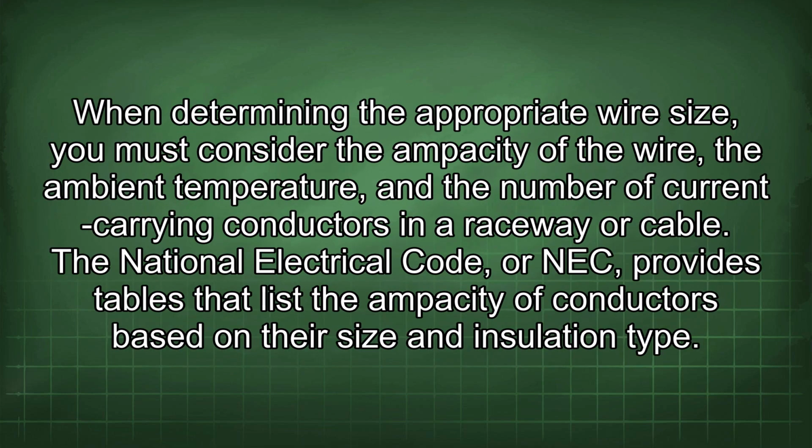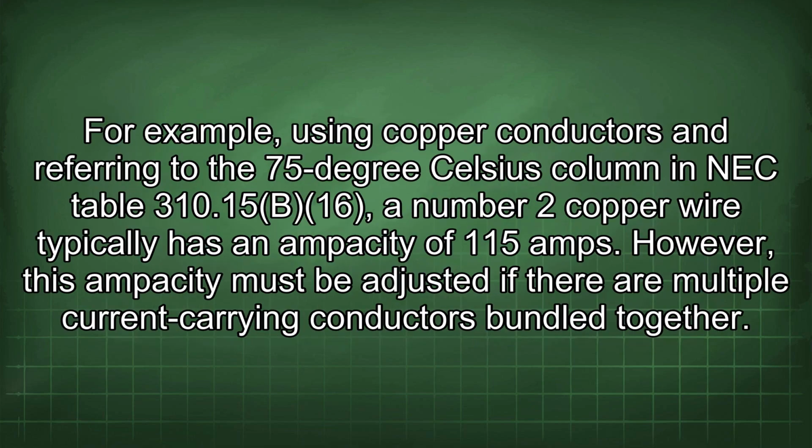When determining the appropriate wire size, you must consider the ampacity of the wire, the ambient temperature, and the number of current-carrying conductors in the raceway or cable. The National Electrical Code, or NEC, provides tables that list the ampacity of conductors based on their size and insulation type. For example, using copper conductors and referring to the 75 degrees Celsius column in NEC table 310.15(B)(16), a number 2 copper wire typically has an ampacity of 115 amps.